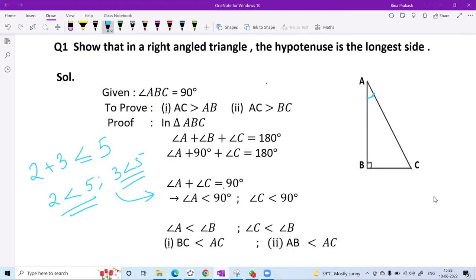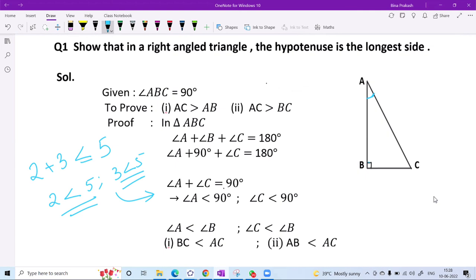Side opposite to the greater angle. Which angle is greater here? Angle A is less than angle B. So which side is opposite angle B? AC. The side AC corresponds to angle B. And which angle does BC correspond to? Angle A. So this relation says that BC is less than AC.